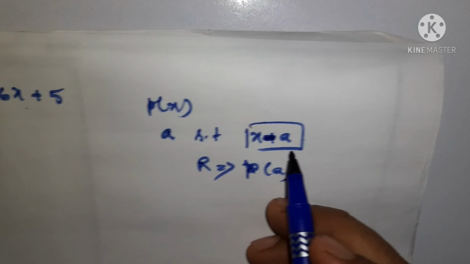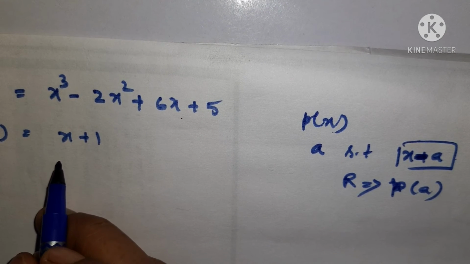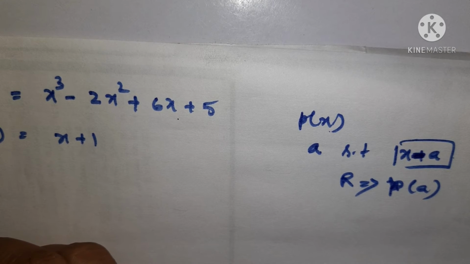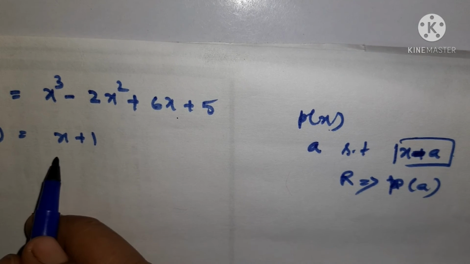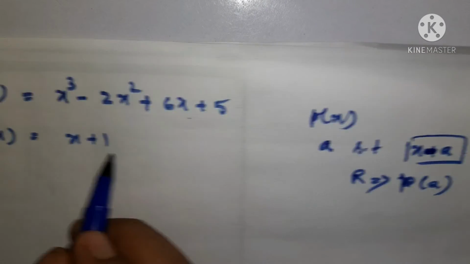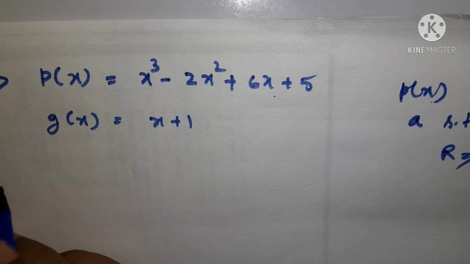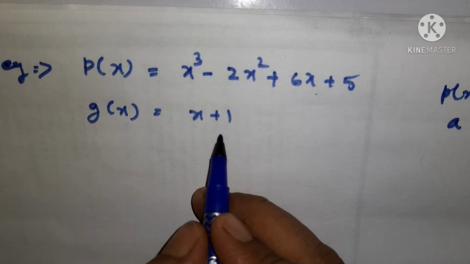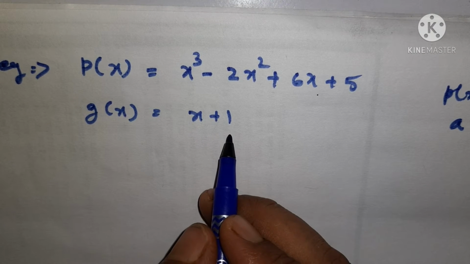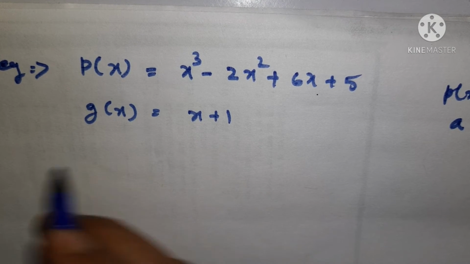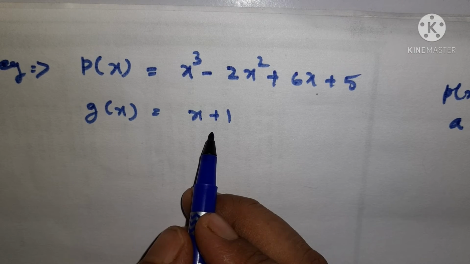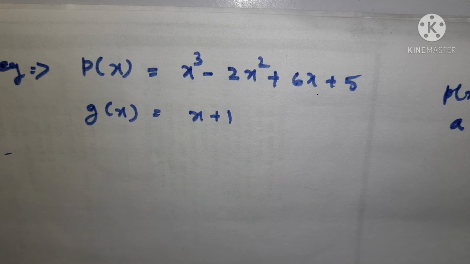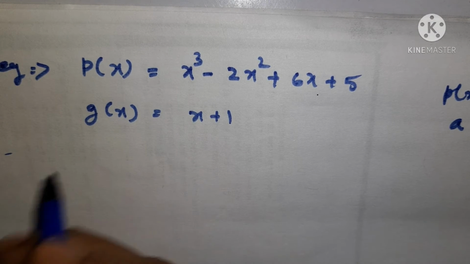Okay, it means that if you are given x plus 1 as your linear polynomial, let's see what the zero of this linear polynomial will be. For finding the remainder, we are going to see what root this polynomial has. For that, we are going to equate it to 0.